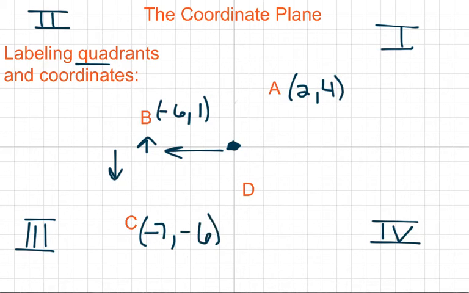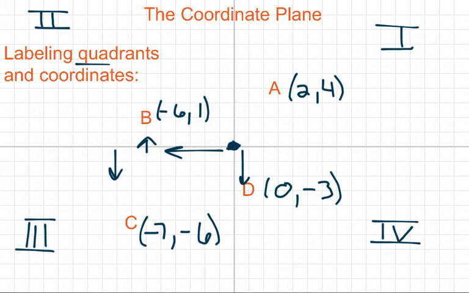So negative 6. Okay. Now D, on the other hand, notice it's on the y-axis. So in terms of it going left and right, it's not going left or right at all. So we would say your x value is 0, but it is going down 3. So 0, negative 3 would be your coordinate.